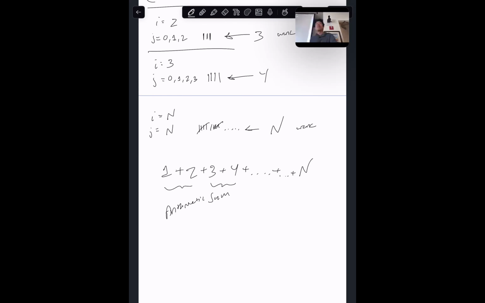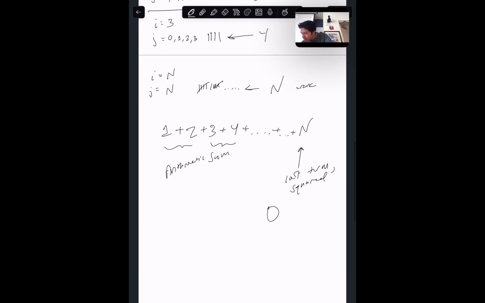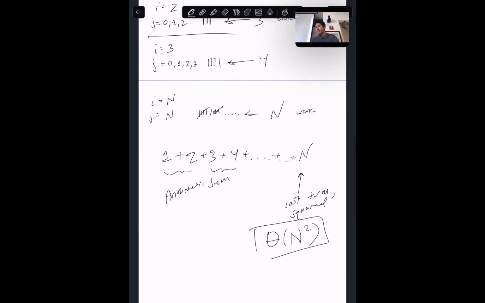When we know we have this, we say that the sum is essentially going to be the last term squared. So I'd say my function runs in theta of n squared. If it's an arithmetic sum, it's always going to be the last term squared. Yes, exactly. You can think of it as a rule.